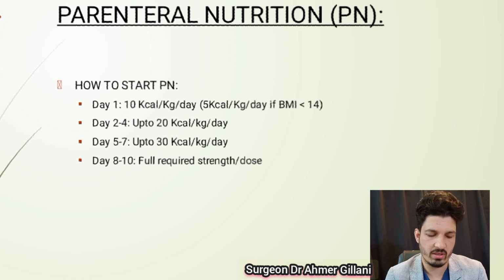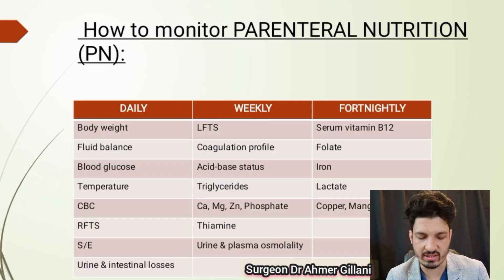Day 5 to 7, you can give 30 kilocalories per kg per day, and from day 8 to 10, you can give the full required strength or dose. So you are giving the parenteral nutrition, and how you will monitor this.